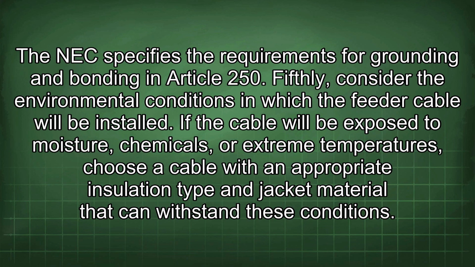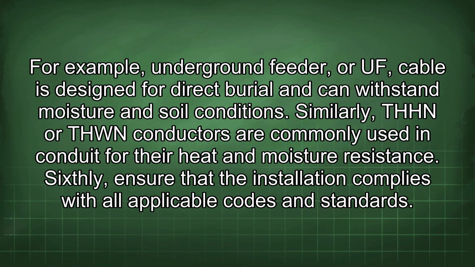Fifthly, consider the environmental conditions in which the feeder cable will be installed. If the cable will be exposed to moisture, chemicals, or extreme temperatures, choose a cable with an appropriate insulation type and jacket material that can withstand these conditions. For example, underground feeder or UF cable is designed for direct burial and can withstand moisture and soil conditions. Similarly, THHN or THWN conductors are commonly used in conduit for their heat and moisture resistance.